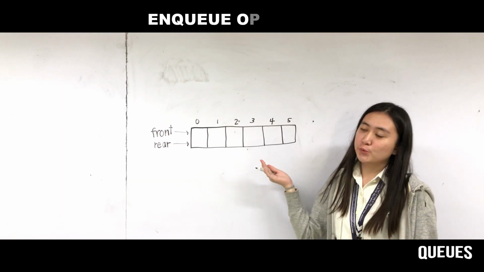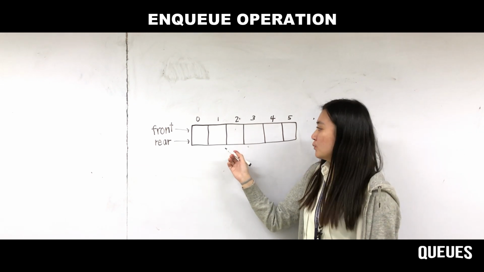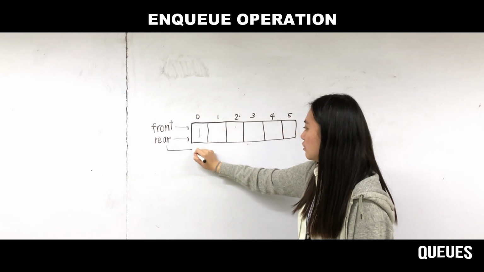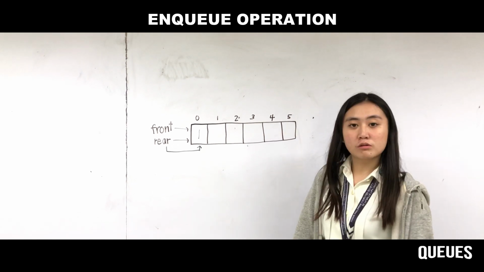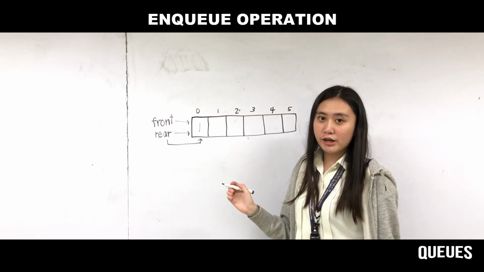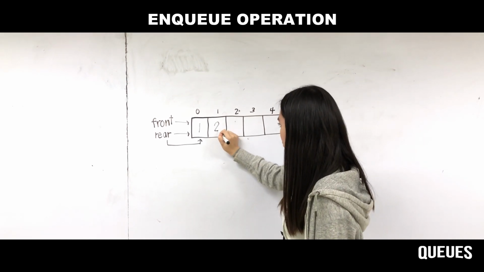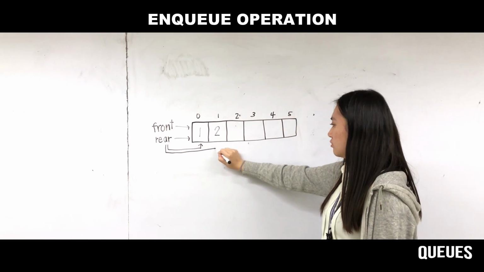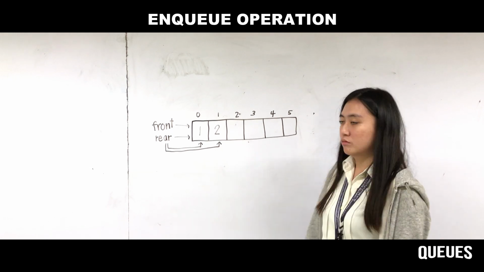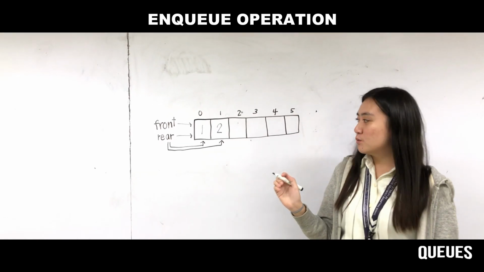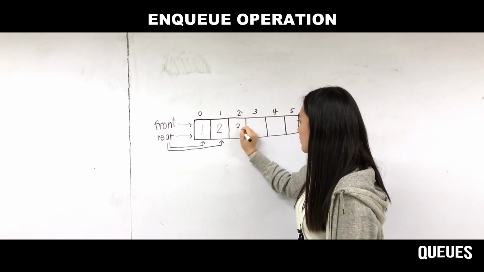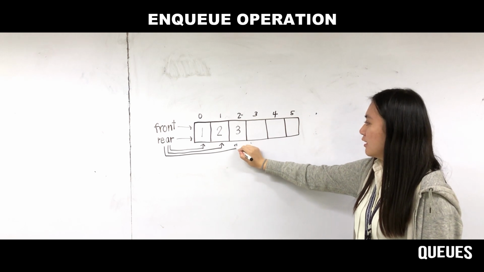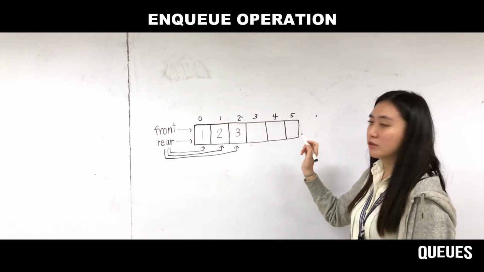This is the empty queue. So we will add 1 to the queue, which results in the rear moving on to another location. Next, we add another element, which is 2, and the rear moves to another location. Next, we add another element again, and the rear will move to the next location again. That goes on for the rest of the queue until the queue is full.